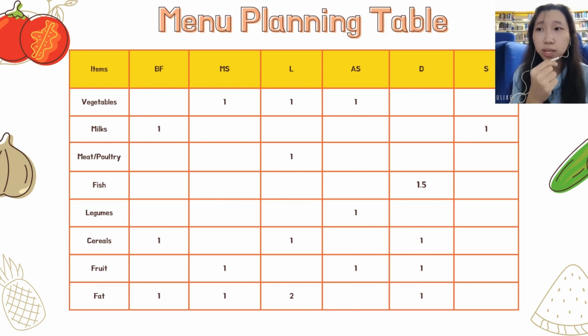And next, until lunch, she will take 1 serving of vegetable, 1 serving of meat or poultry, 1 serving of cereals, 2 servings of fat. And the afternoon snack is 1 serving of vegetable, 1 serving of legumes, and 1 serving of fruit. Until the dinner, she will take 1.5 servings of fish, 1 serving of cereals, 1 serving of fruit, and 1 serving of fat. Until the snack, she will take 1 glass of milk.